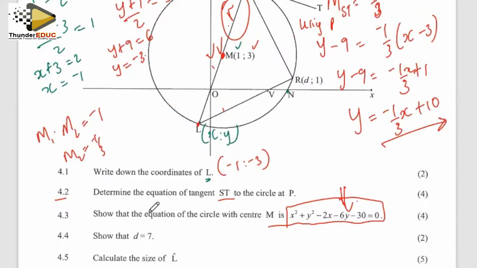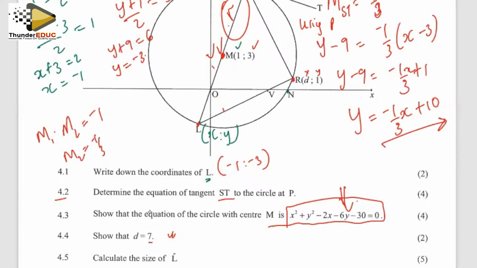Then 4.4, can we show that D is a 7? Where is D? D is a point on the circle, okay? So what we can do, we can use the equation of a circle since D is lying on the circle, okay? Where there is y, let's put 1, and then let's look for x. Would that be the easiest and quickest? I guess so. That is one approach, right? If we can use the equation of the circle.